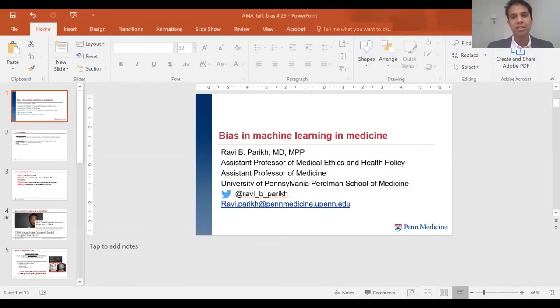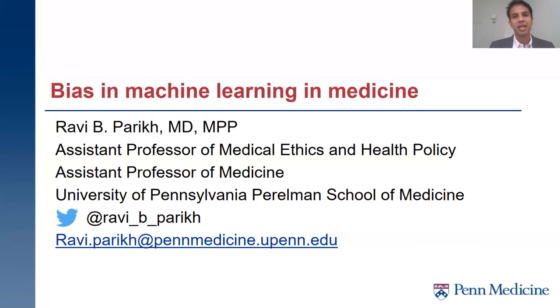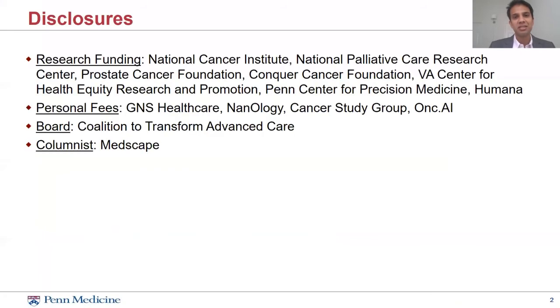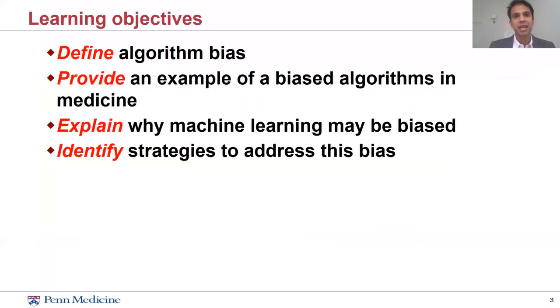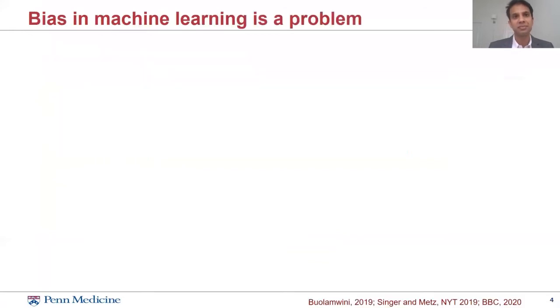I'm going to be chatting with you today about bias in machine learning in medicine. These are my disclosures. And so I'm hoping that today, by the end of the talk, we'll be able to do 4 things. Define algorithm bias, provide an example of a biased algorithm in medicine, explain why machine learning may be biased, and then identify strategies to potentially help address some of this bias.